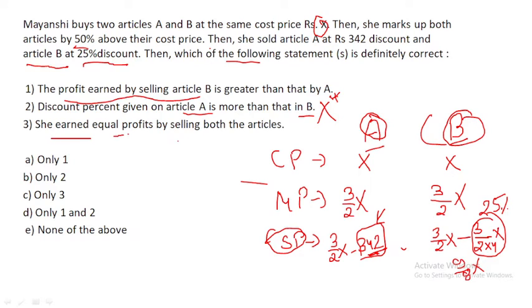Now statement 3: she earned equal profits by selling both the articles. As we already discussed in statement 1, we cannot calculate the profits. So how can we say that the profits earned by both the articles are equal? So it is also eliminated. So none of the three statements is definitely correct. Option A only one, option B only two, option C only three, option D only one and two. So we'll go with option E, none of the above. I hope you understood it very well. Let's move on to the next question.